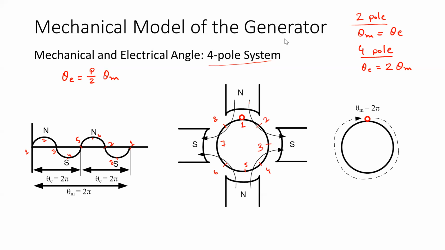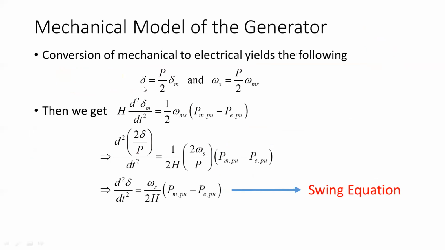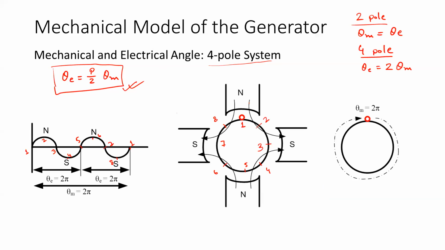Did all of us understand this portion? Yes, sir. So my electrical angle will be the number of poles divided by 2 multiplied by the mechanical angle. This is the relationship that we had been looking for.